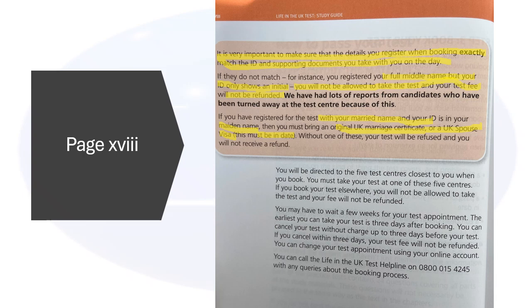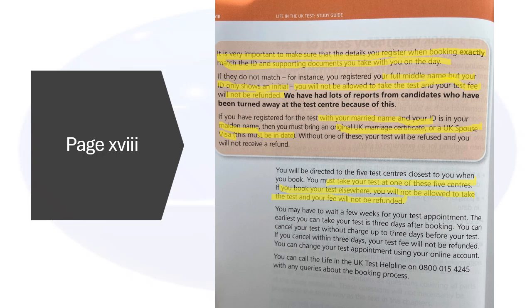So you will be directed to 5 test centers close to you when you book. When you put your address, you will be given 5 test centers. You must take your test at one of these 5 centers. If you book your test elsewhere, you will not be allowed to take the test, and your fee will not be refunded. That is also a very important thing.